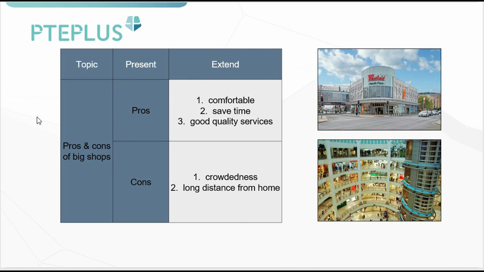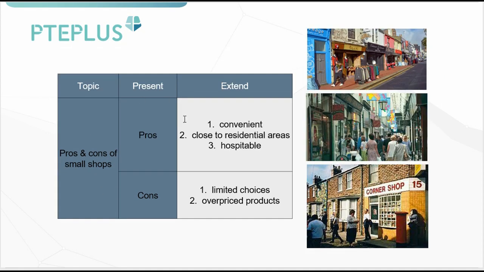So remember, it's very logical the way we're presenting our information. We have the topic, we have our present point, and we have an extension on the point. Likewise, on the other side of the coin, the pros and cons of small shops. The pros would be that it's convenient, it's close to residential areas, it's hospitable, and with cons we can have limited choices and oversized products.